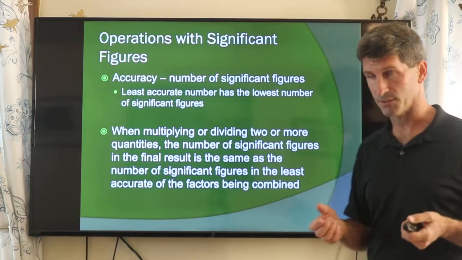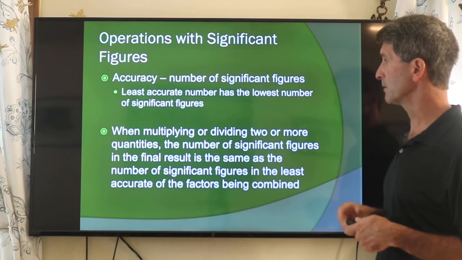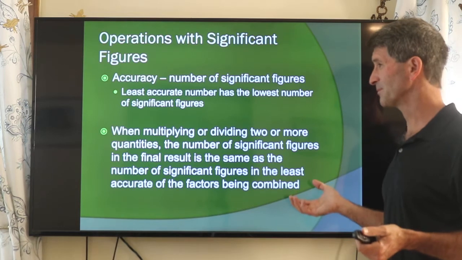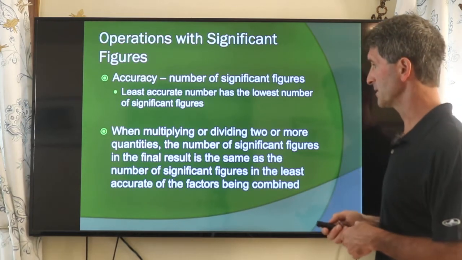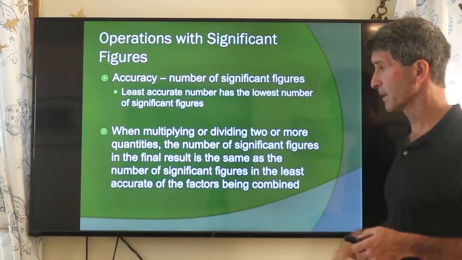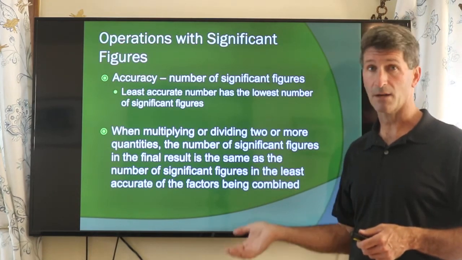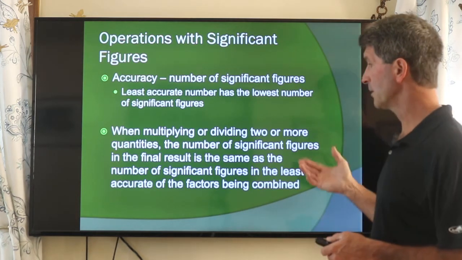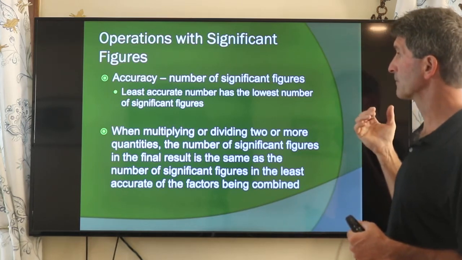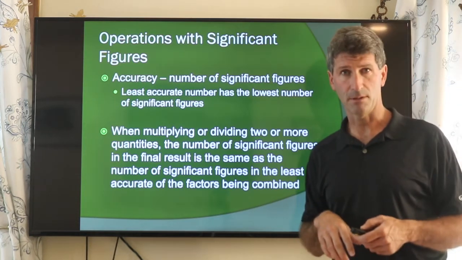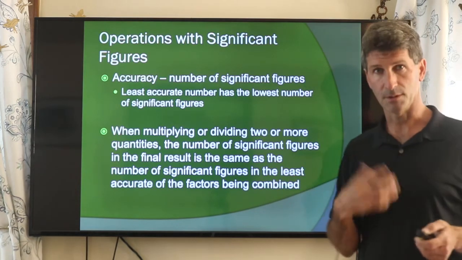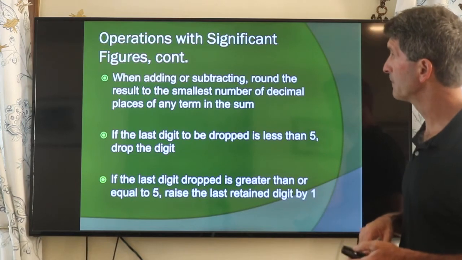But again, operations with significant figures, we're really talking about this concept of accuracy and precision. The least accurate number has the lowest number of significant figures. Actually, it should really be the least precise has the least number of significant figures. When multiplying or dividing two or more quantities, it's the lowest number of significant figures which carries over to the answer. When you're doing addition and subtraction, it is the least accurate number of whatever you're adding or subtracting which determines the outcome. Okay?